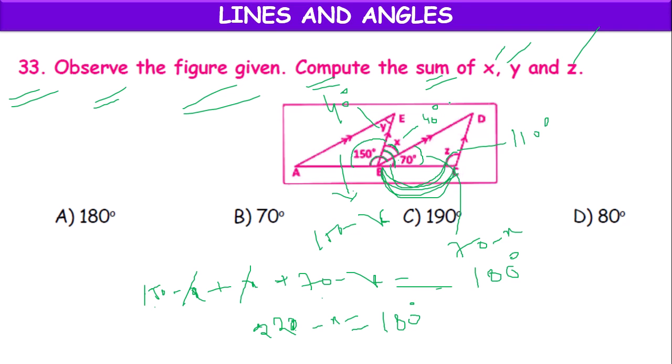So x value we got 40, y value we got 40, z value we have got 110. If we add the sum, 110 plus 40, 150 plus 40, 190. Option C is right.